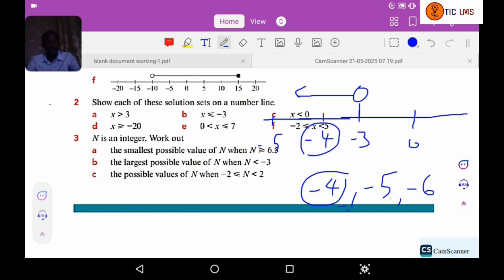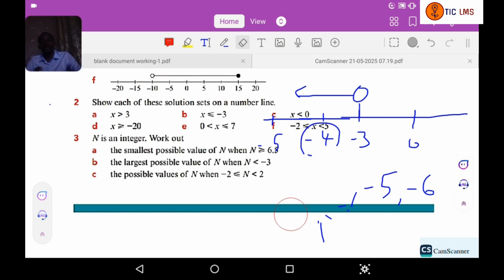So do not be deceived by the fact that the number 5 is bigger than 4. So 5 should be greater than 4, but in this case, there's a negative there. So negative 4 is greater than negative 5. So the answer to this question is negative 4.